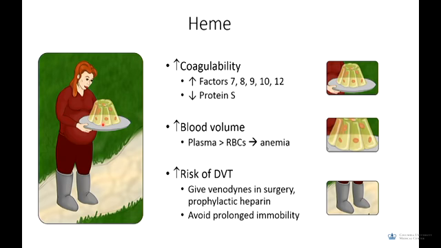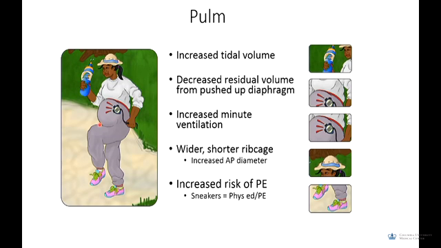You have an increase in blood volume where you have more plasma than red blood cells as shown in this great gelatinous creation. There's a lot more of the jello than the little red fruits or whatever that is. You have an increased risk of DVT, so you should give Venodynes in surgery, which basically helps squeeze the legs. And you should give prophylactic heparin, and you should avoid prolonged immobility, and I guess these hideous Uggs are meant to show DVT.